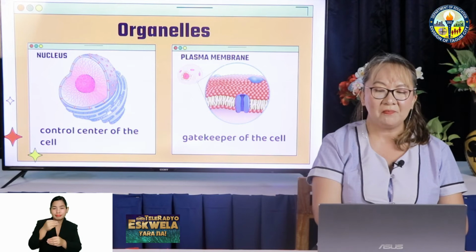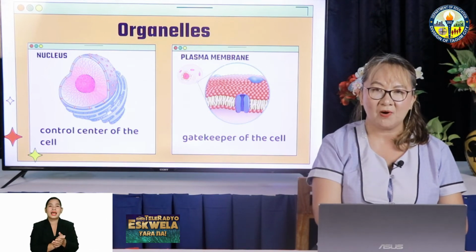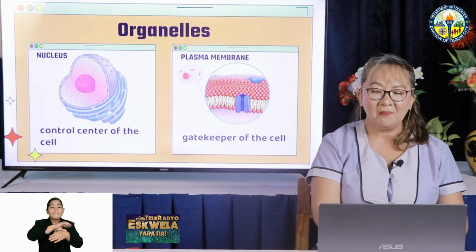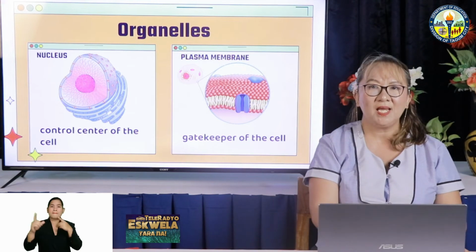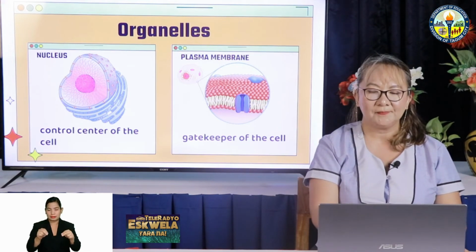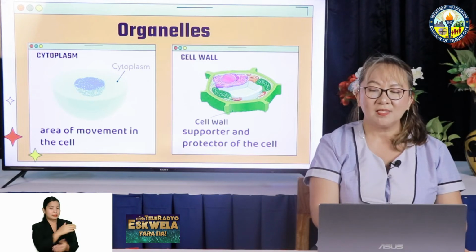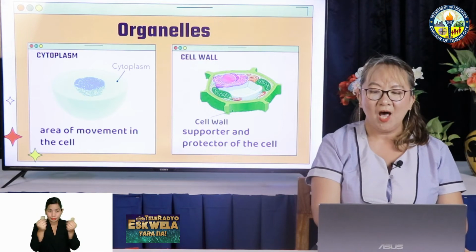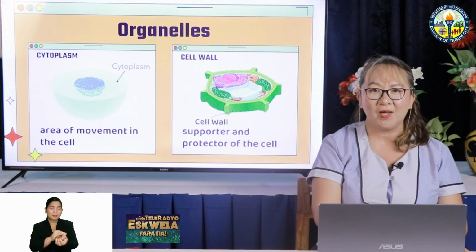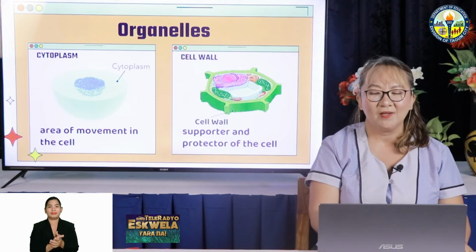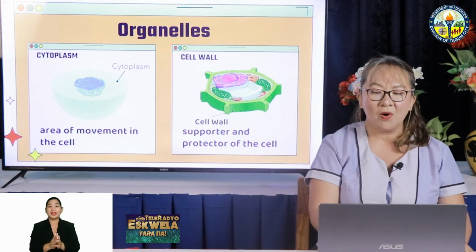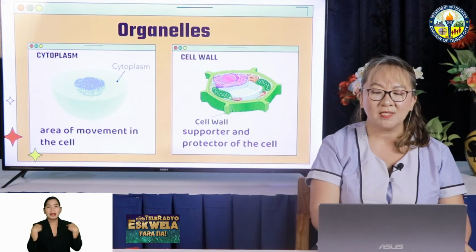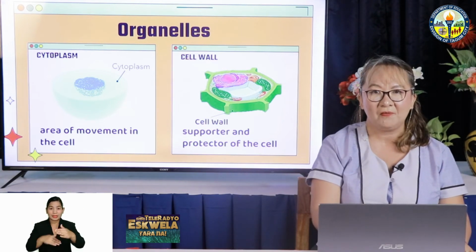material. The plasma membrane, or known as the gatekeeper of the cell, acts like a barrier that allows the entry of certain materials and eliminates the unneeded ones. The cytoplasm is a jelly-like substance where all the parts of the cell are located, apart from where the nucleus is located. The cell wall, known as the supporter and protector of the cell. The cell wall is made of rigid materials that forms the outermost layer of the plant cell.